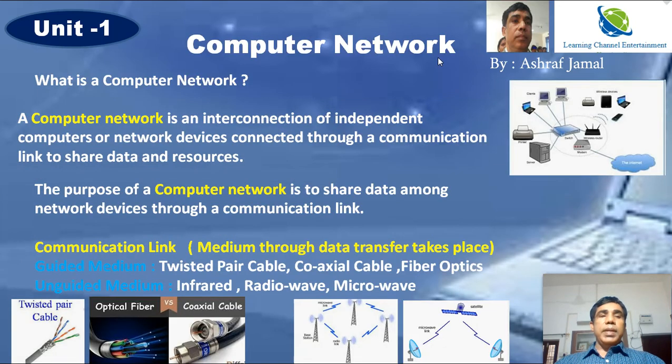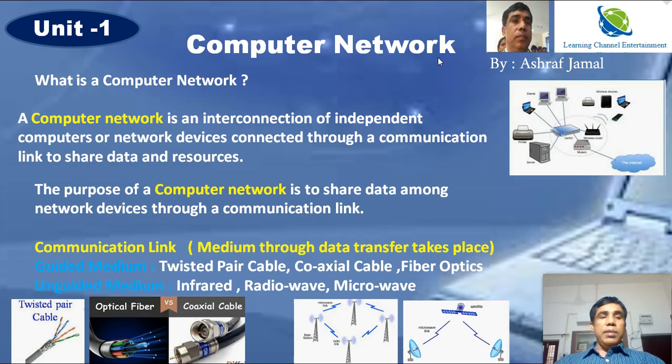Now, what is a computer network? A computer network is an interconnection of independent computers or network devices connected through a communication link to share data and resources. So the purpose of a computer network is to share data among network devices through a communication link. If there are a number of independent computers, we cannot share information among those. Why? Because if it doesn't form a network, we will not be able to transfer data or information, or even share the resources.